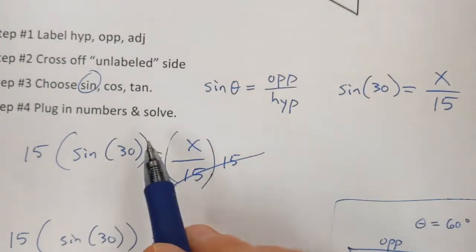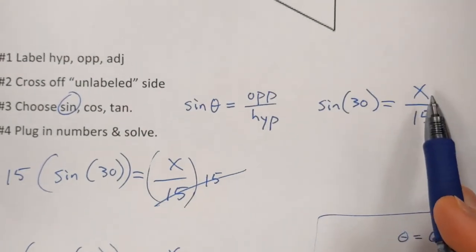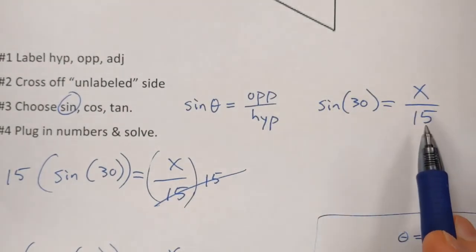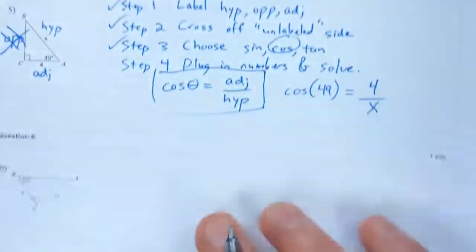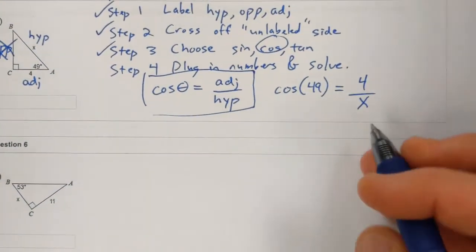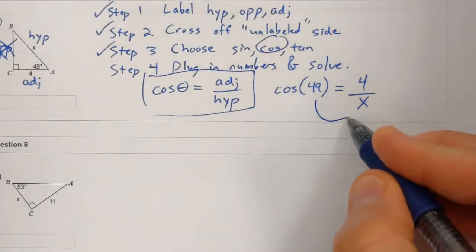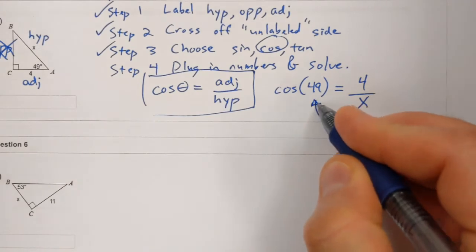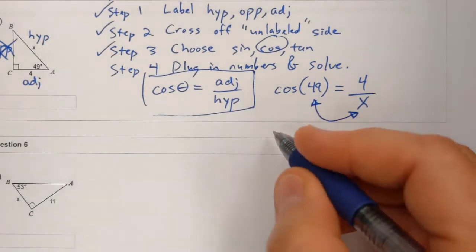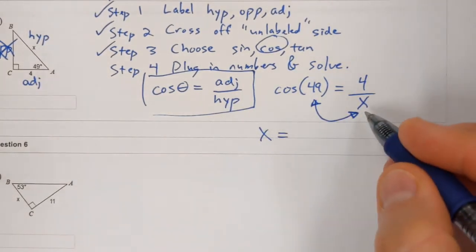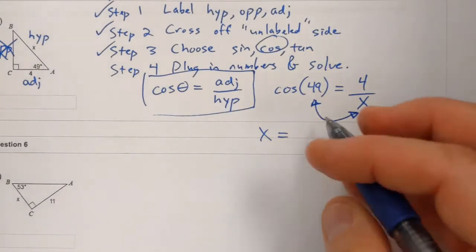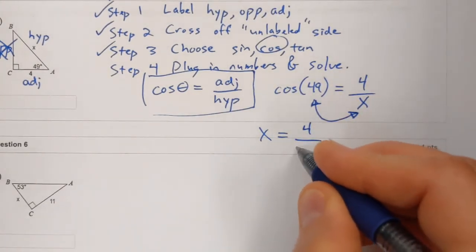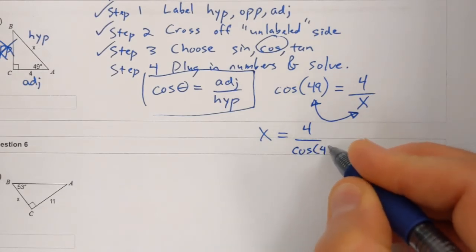If x is ever on top of your equation like this, then you're simply going to multiply. You're going to take the 15 times the sine of 30. However, if x is on the bottom of your fraction, you're going to do this little switcheroo. You're actually going to flip the x with the cosine of 49. What you're actually doing is multiplying the x to the left, but then you have to divide the cosine of 49 to the right. So I like to just think of it as the little switcheroo here.